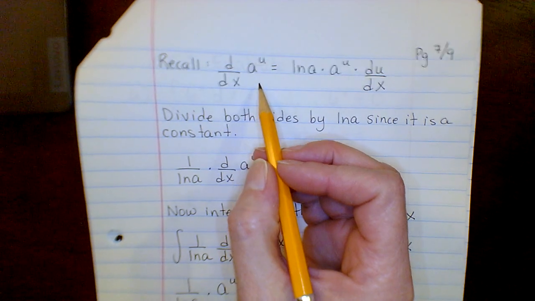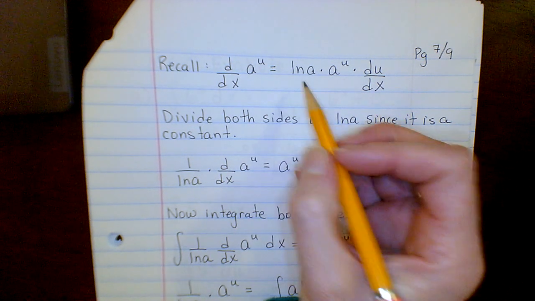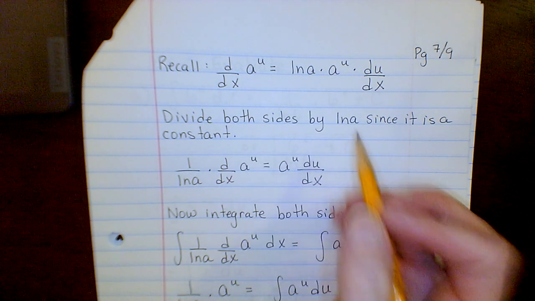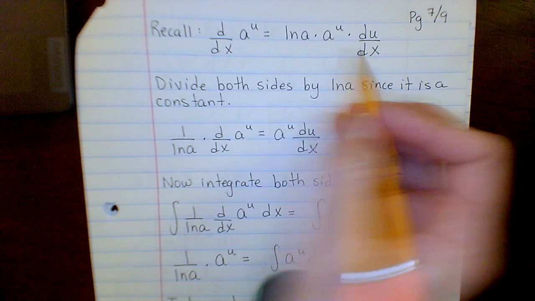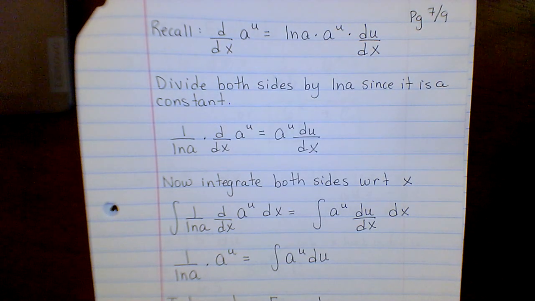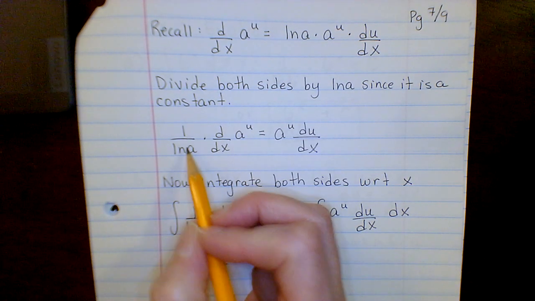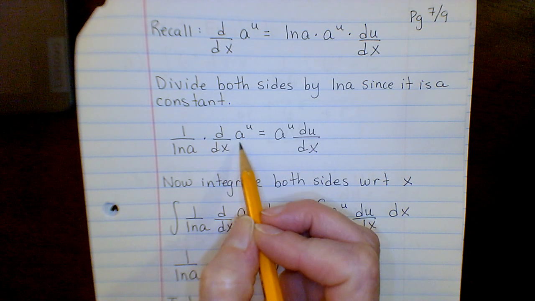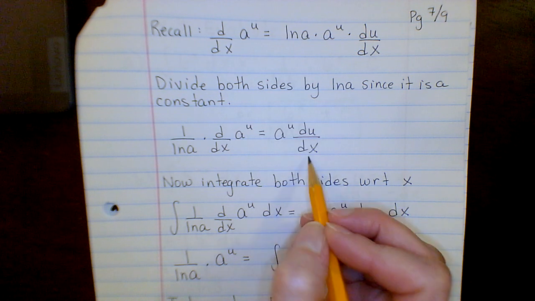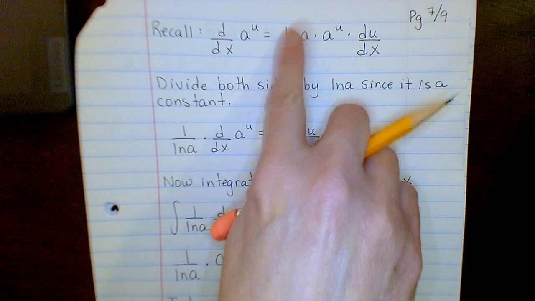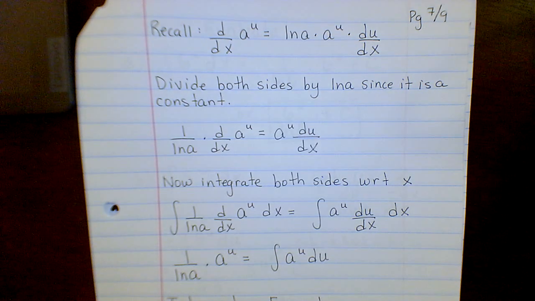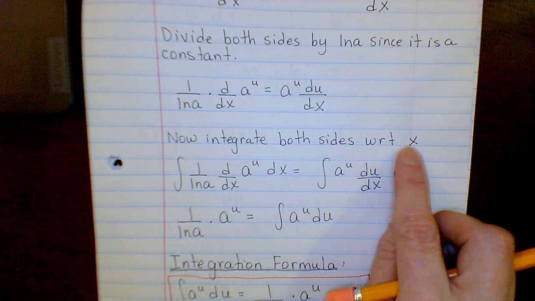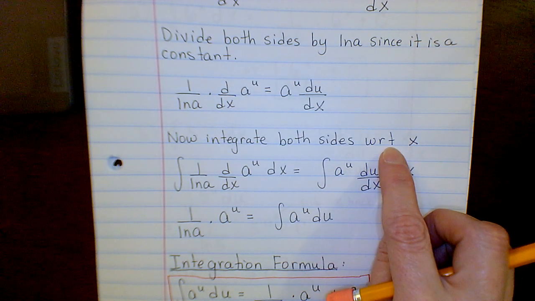Okay, so we have our derivative formula for a to the u, which was ln a times a to the u du dx. Because ln a is a constant, we can divide both sides of this equation by ln a. And we get 1 over ln a times the derivative with respect to x of a to the u equals a to the u du dx. So all I did was divide this side by ln a, get rid of it, bring 1 over ln a to the other side. Now I integrate both sides with respect to x, so that's what that little abbreviation means.